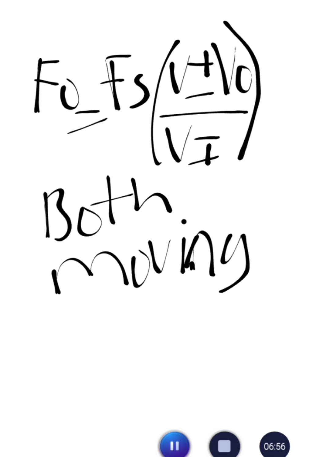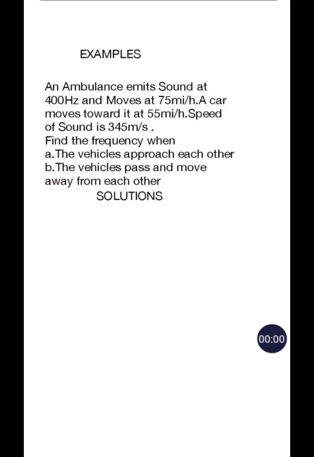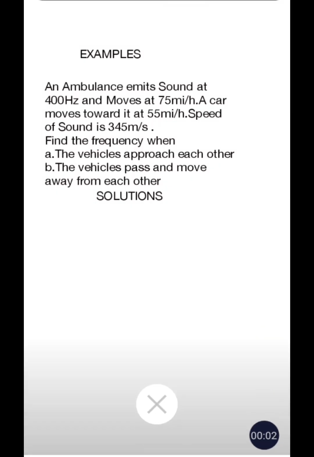So we are going to do an example. We have an ambulance that emits sound at 400 Hz and moves at 75 miles per hour. So you have an ambulance, which is the source of sound, with that frequency and that speed. A car moves toward it at 55 miles per hour. The speed of sound is 345 meters per second. Find the frequency when the vehicles approach each other.